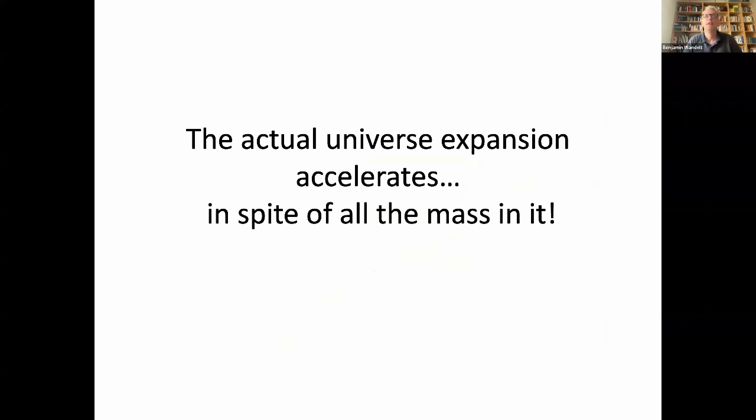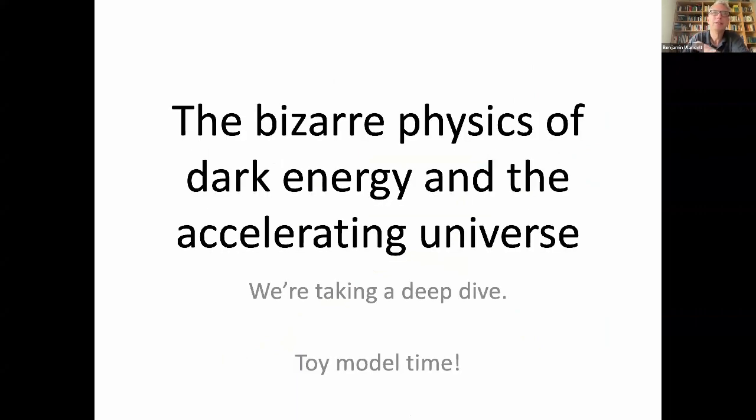Okay. So in spite of all the mass in the universe, the role of all the mass in the universe was played by the Earth in this example with the ball, right? Because that's gravitating, that's making the ball turn around or slows it down. But in spite of all that mass in the universe, in fact, there's something else that causes an acceleration. So what is happening? So let's take a deep dive here and understand what's causing this acceleration of the universe.